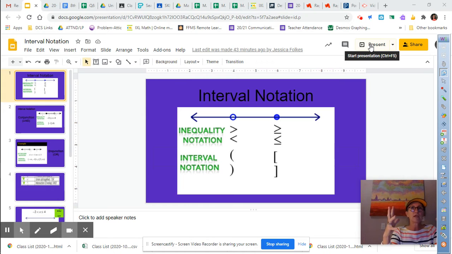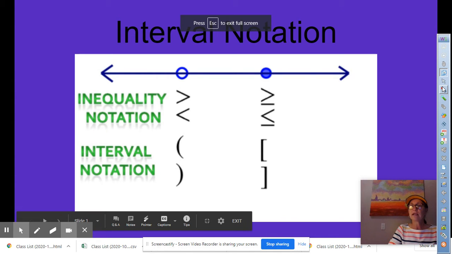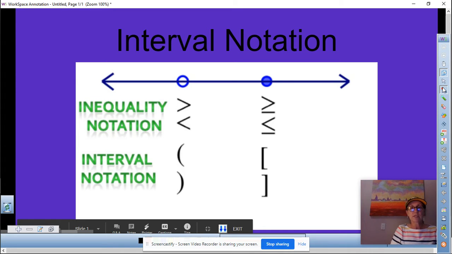Now, rather than write these in very complicated ways with greater than or equal to or less than or equal to, we have a shorthand, and that is called interval notation. An interval is a defined period of space or time, and that's where we get this interval notation. So let's look at this. Let me bring this full screen and present. Okay, so getting started with this.